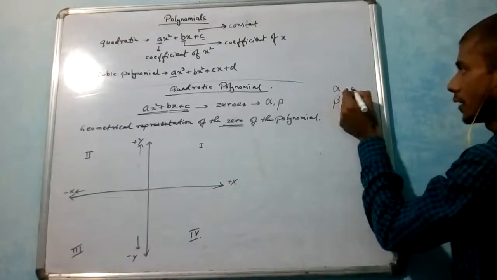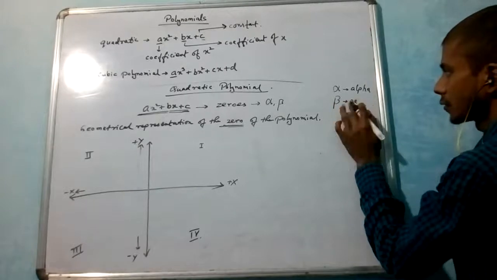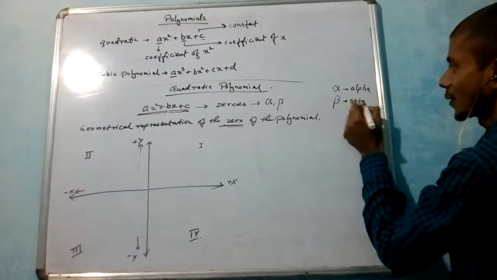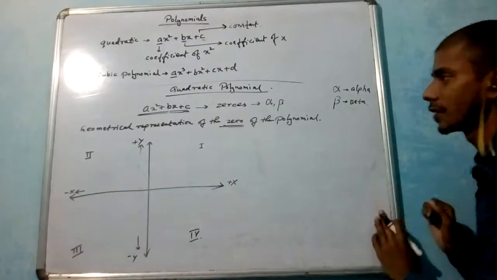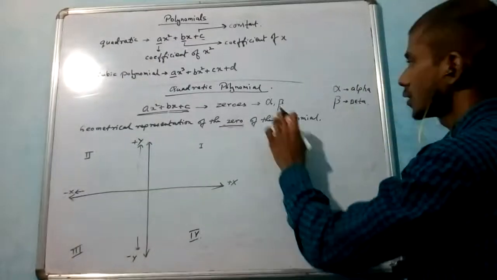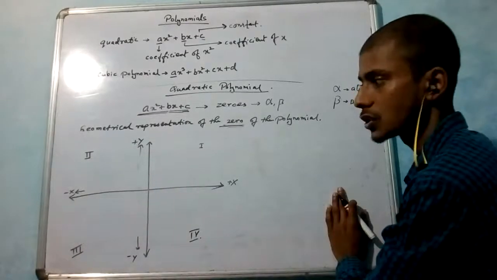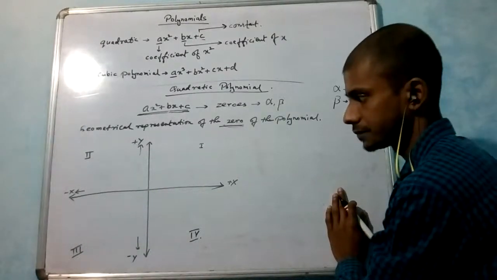This is alpha, and this is beta. Okay, alpha, beta. Since they are the zeros, how can we understand from the graph where these zeros will lie?